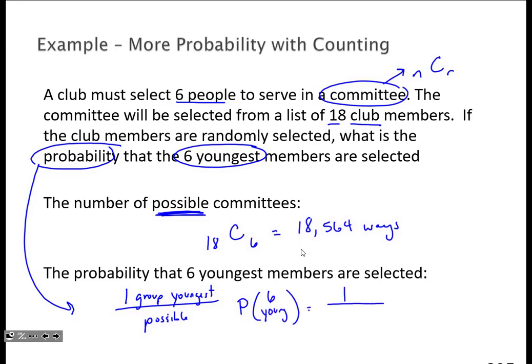And then, so if we come down here and we say we want to pick the 6 youngest, there's only one group of the 6 youngest out of 18,564. You have a couple problems in your homework that look remarkably like this, so use your notes as you're doing your homework.